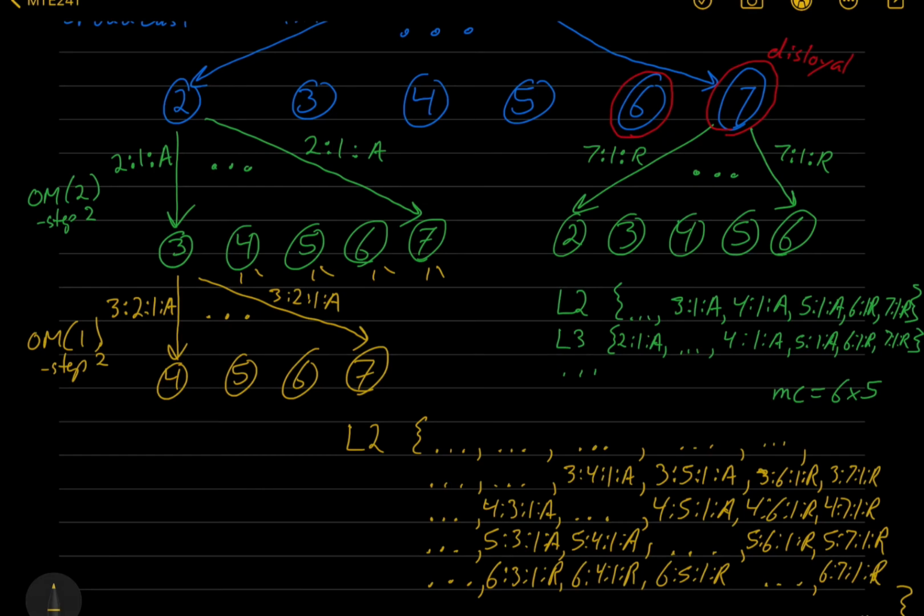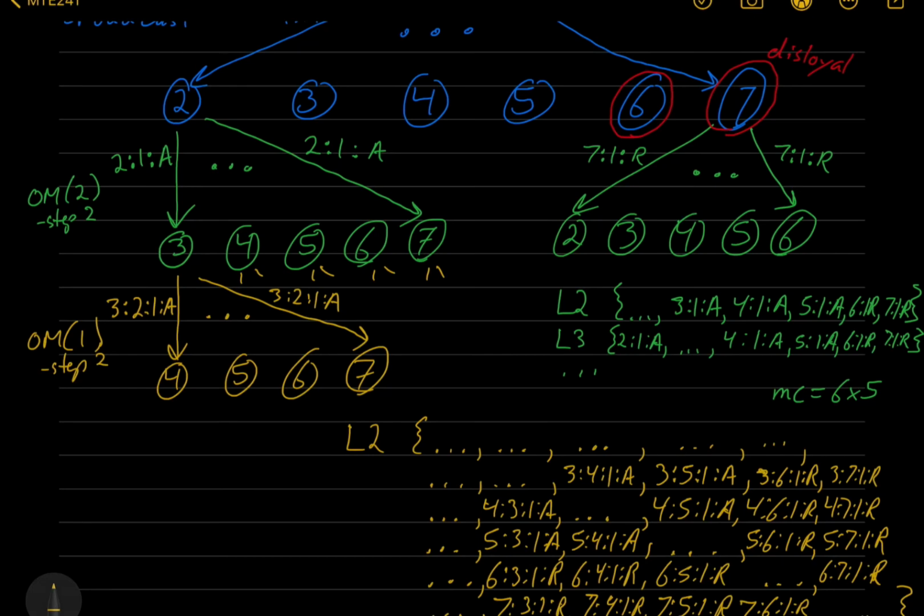And for the last row, Lieutenant 7 will do the same thing. So it'll say it heard from 3, that heard from 1 to retreat. 7, 4, 1, retreat. 7, 5, 1, retreat. 7, 6, 1, retreat. And that's all the messages.